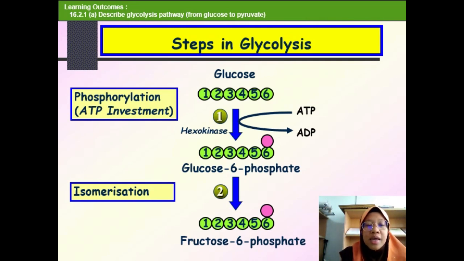Okay, then undergo second step which is known as isomerization. So glucose ditukar kepada isomernya jadi fructose 6-phosphate.